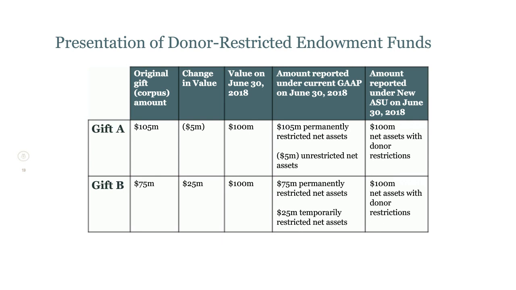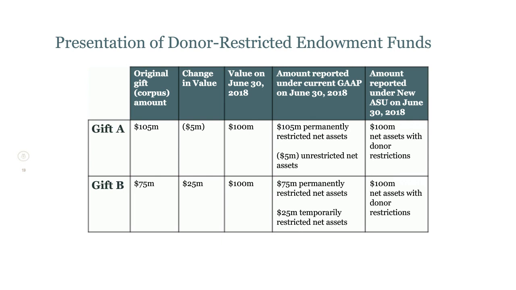So if you've got a gift A with a $105 million corpus amount, or your original gift value, and it's got a $5 million deficit, so you have $100 million at the end of the year. Under the current GAAP, you report that permanently restricted amount as $105 million, because that's your original gift value, and that $5 million unrealized loss comes out of your unrestricted. So at the end of the day, that's what you're doing. But then under the new standard, you just have $100 million in net assets with donor restrictions. So it takes that difference between the permanently restricted and the temporarily restricted out of there.